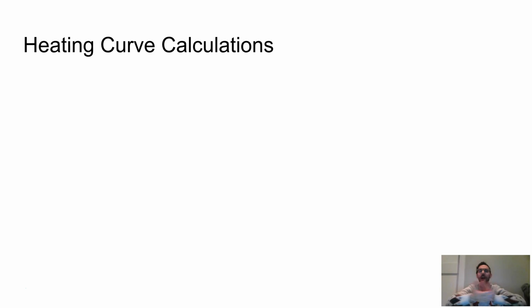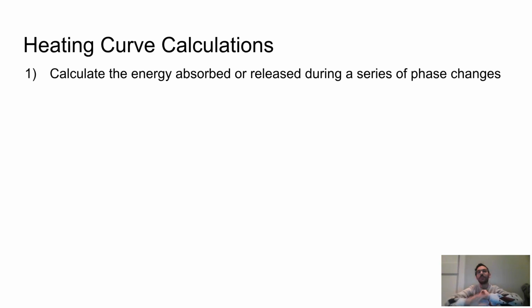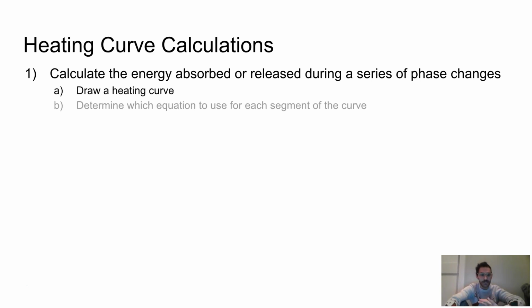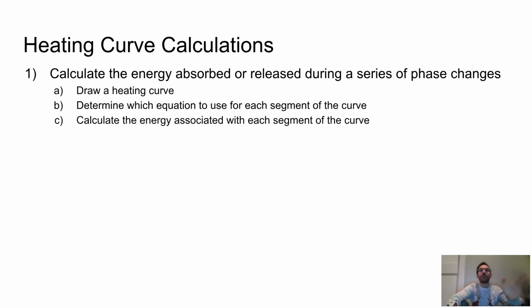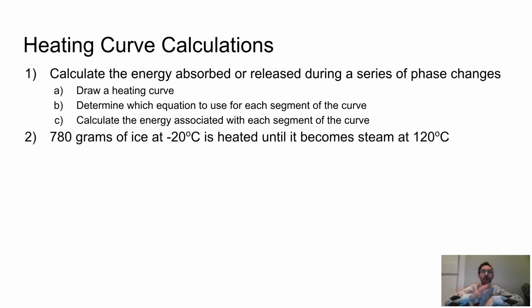So let's talk about how we're going to use this to do calculations. They get a little spicy. Watch out now. We are able to calculate the energy that's absorbed or released during a series of phase changes. And we can do this by drawing ourselves a heating curve and determining what equation we're going to use to calculate the heat absorbed or released during each segment of the curve. And if we calculate the energy associated with each segment of our curve, then we can add all those up and get the total energy.